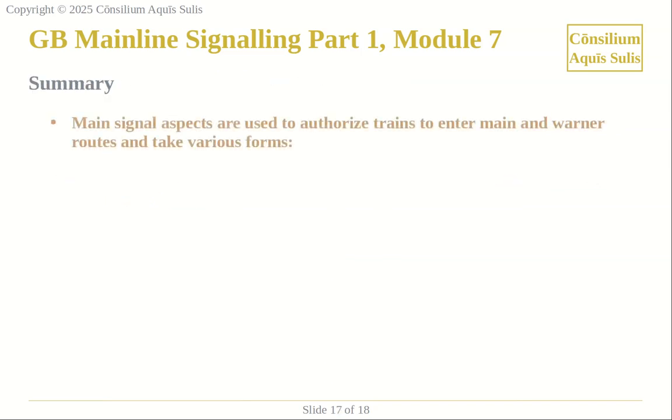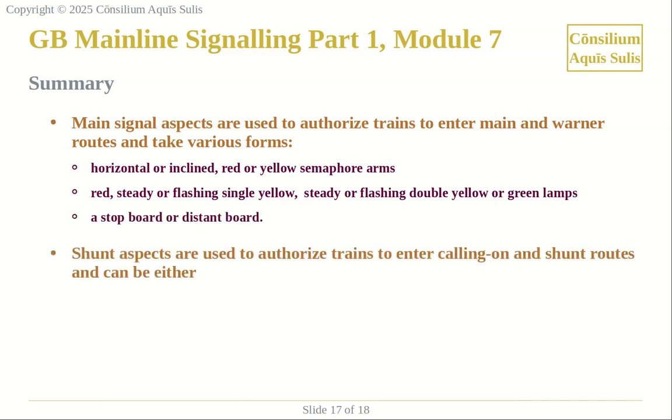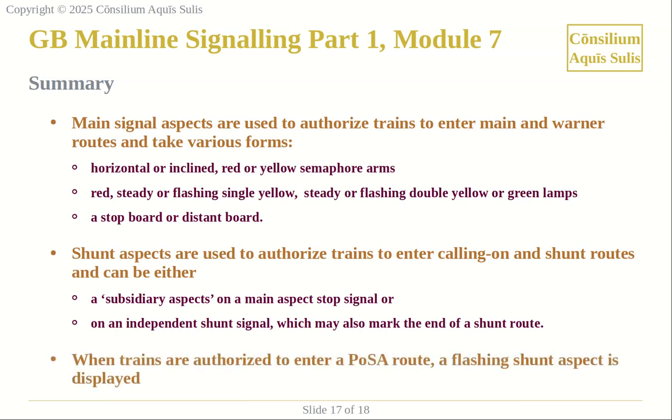So, in summary, we saw main aspects are used to authorise trains to enter main and Warner routes and can also mark the end of routes and take various forms: a horizontal or inclined red or yellow semaphore arm, red, steady or flashing single yellow, steady or flashing double yellow, or green lamps, a stop board or a distant board. Shunt aspects are used to authorise trains to enter calling on and shunt routes and can be either a subsidiary aspect on a main aspect stop signal or an independent shunt signal, which may also mark the end of a shunt route. And finally, when trains are authorised to enter a poser, a proceed on sight authority route, a flashing shunt aspect is displayed. In the next module, we're going to look at route indications that can accompany signal aspects and also something known as approach control.